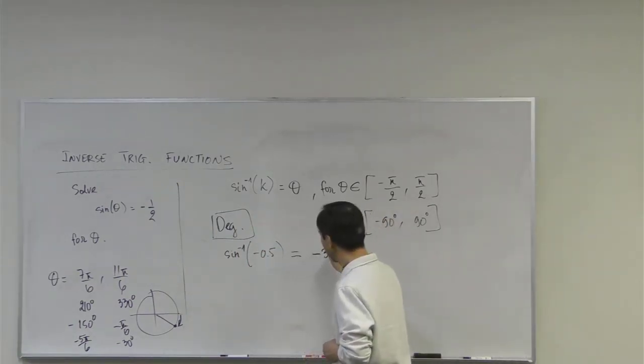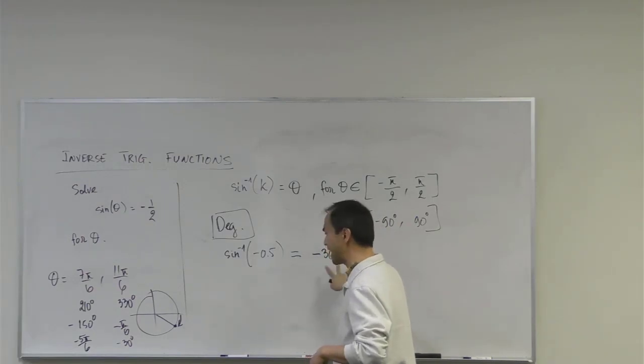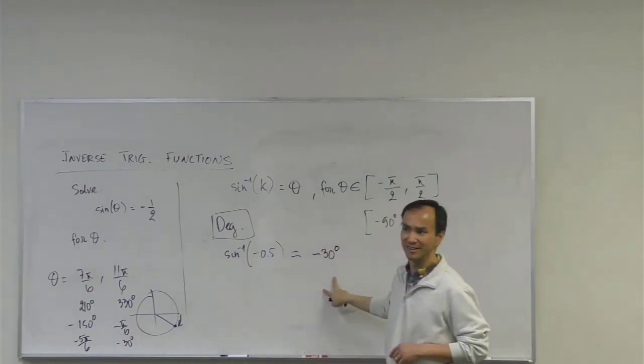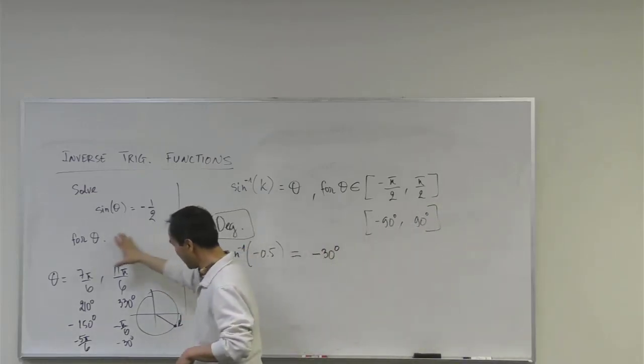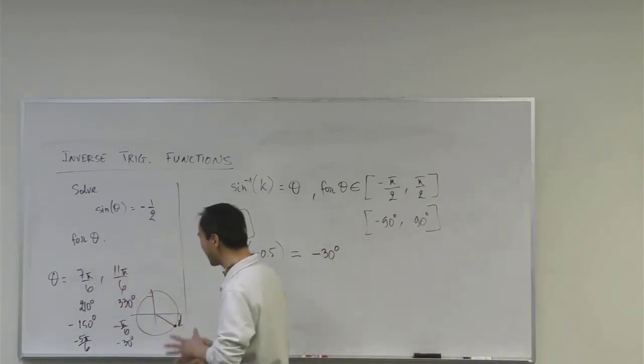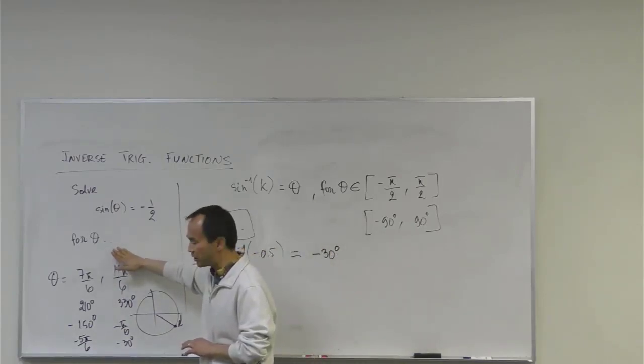Negative 30 degrees. That's the answer that came out. By the way, before I go further into this, how many answers did that give you guys? One. See, so that's a little bit contradicting with, and I don't really see that as a contradiction, but it's just a little bit different from the way we did that on the unit circle.